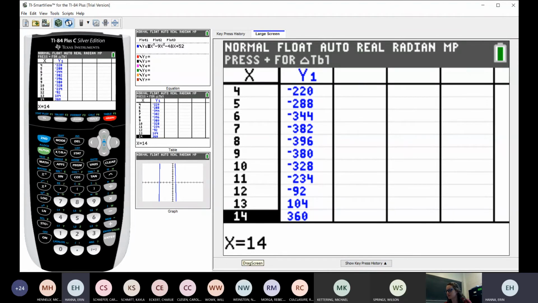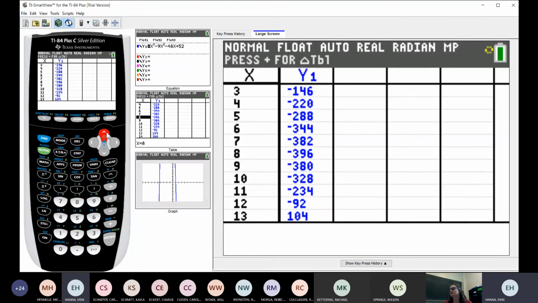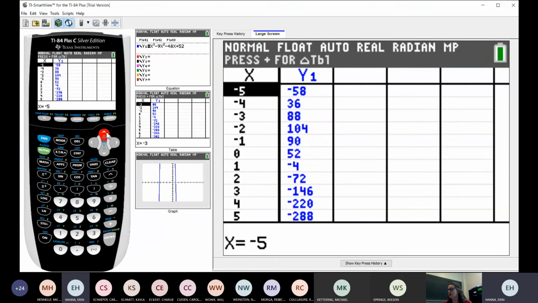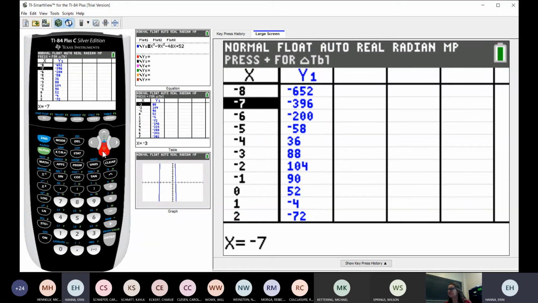So like f of 14 I have right here is 360. And then we need, what was the other one we needed? F of 8. F of 8 will be negative 396. And then I can scroll up a bunch and get negative 2 and negative 5. So f of negative 2 was 104. And f of negative 5, ooh, too far, is negative 58.